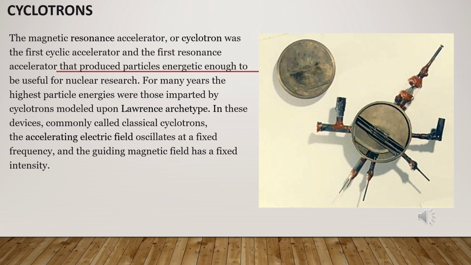The magnetic resonance accelerator, or cyclotron, was the first cyclic accelerator and the first resonant accelerator that produced particles energetic enough to be useful for nuclear research. More than 1200 cyclotrons around the world create proton or deuteron beams for medical uses.